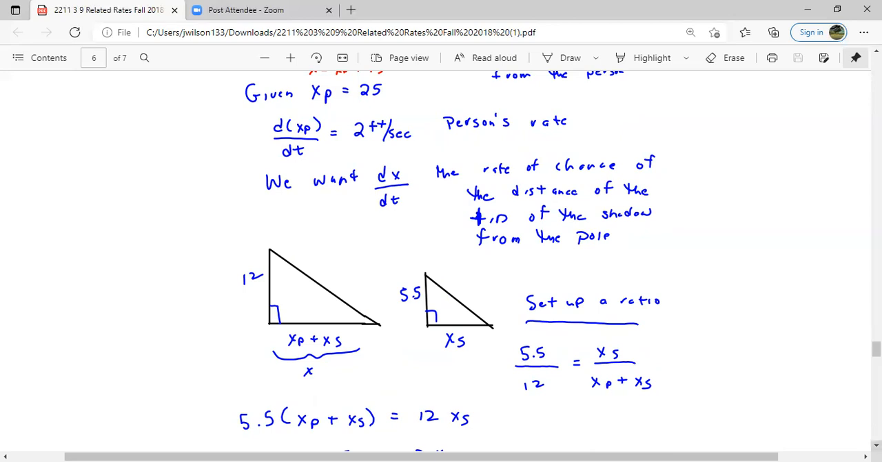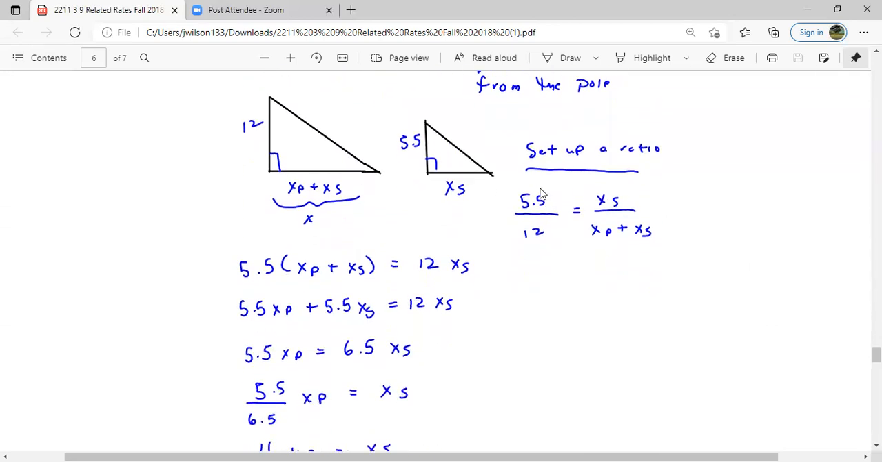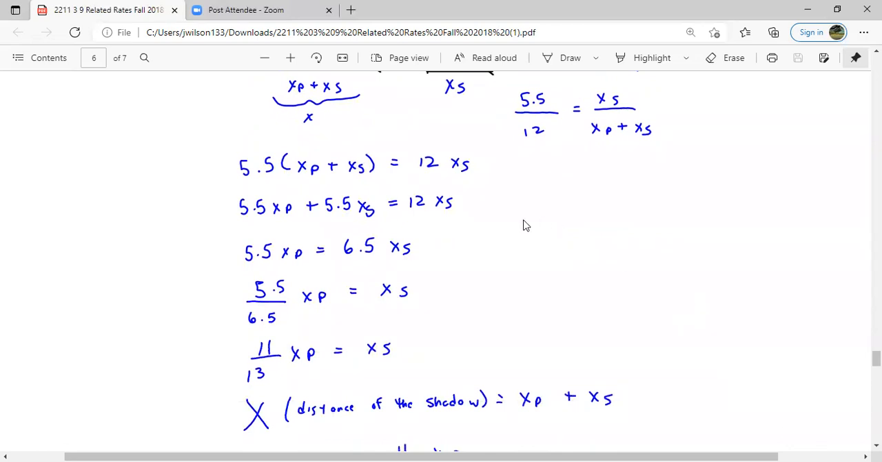And then we can cross multiply. So 5.5 times XP plus XS equals 12 times XS. I distribute and collect like terms, so I get 5.5 XP equals 6.5 XS. And I just divide by the 6.5. So I have XS, which I don't know, in terms of XP, and I do know what XP is. I know the distance of the person. So I just reduce that to 11 over 13.